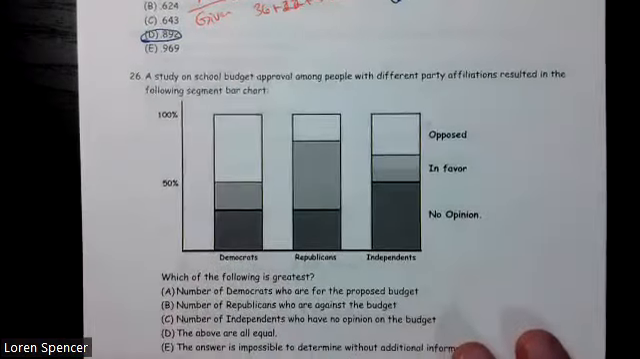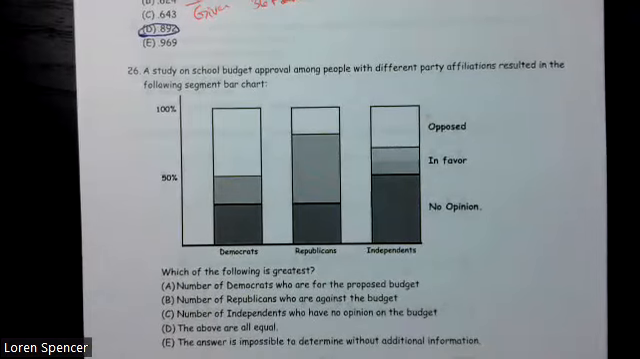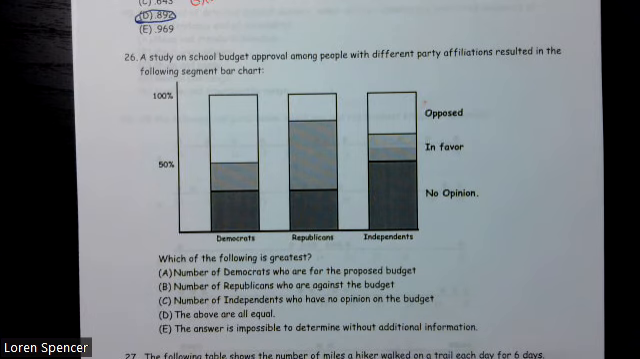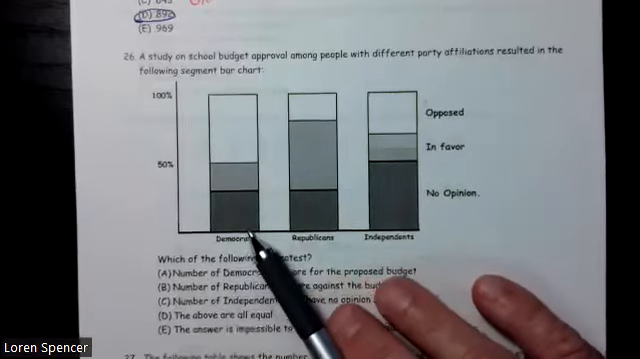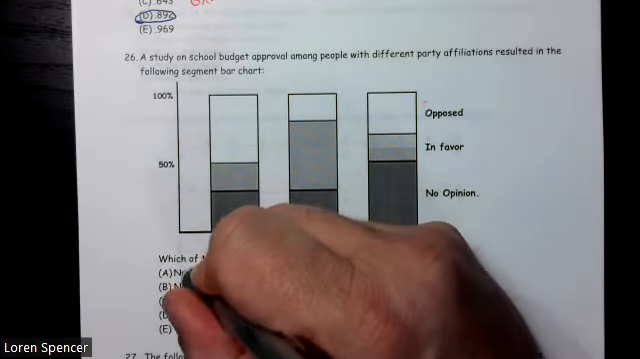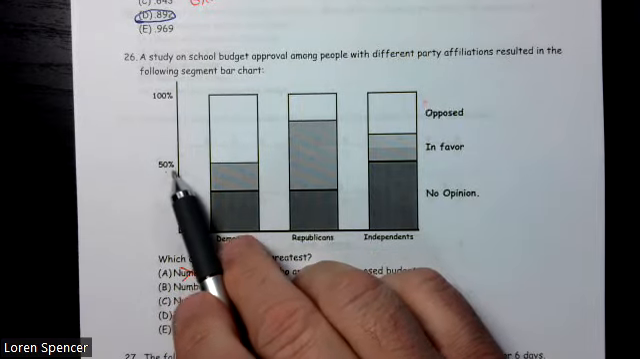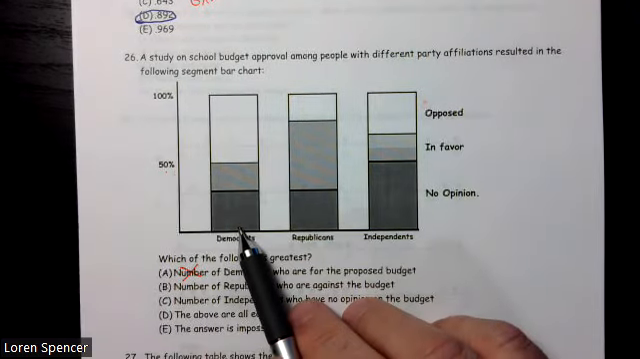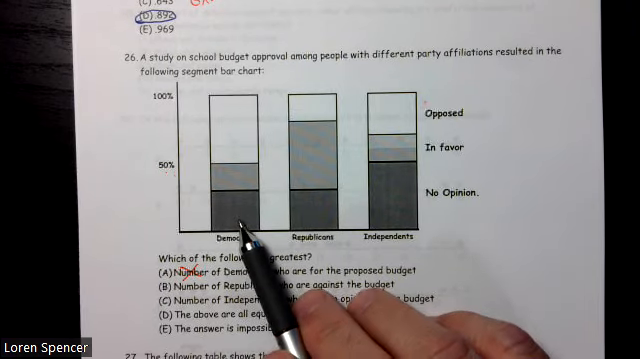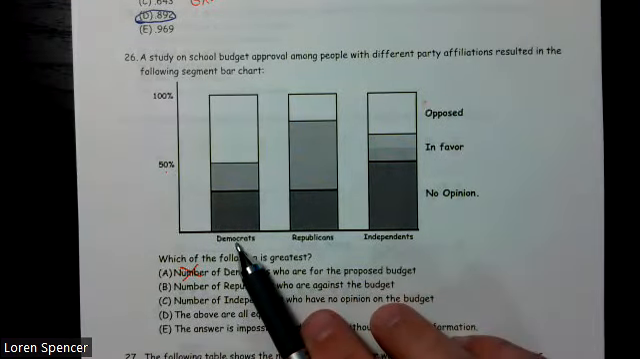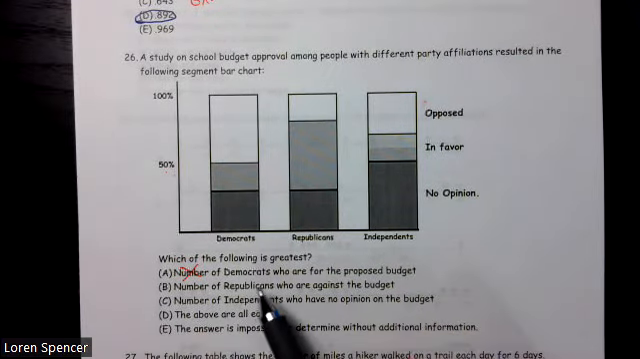A study on school budget approval among people with different party affiliations resulted in the following segmented bar chart. Which of the following is greater? The number of Democrats who are for the proposed budget. Well, I don't know how many people were chosen, and since this was talking about the number, I'm not in a good shape because over here I'm dealing with percentages. I don't know if there's 1,000 Democrats or 1,000,000 Democrats. I don't know the number of Democrats, Republicans, or Independents. I can't make that choice. The number of Republicans.